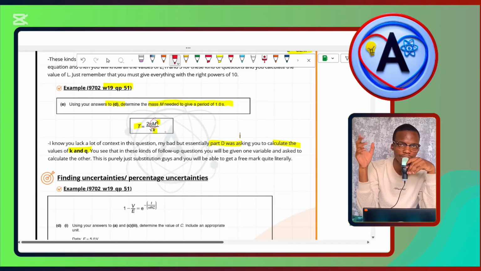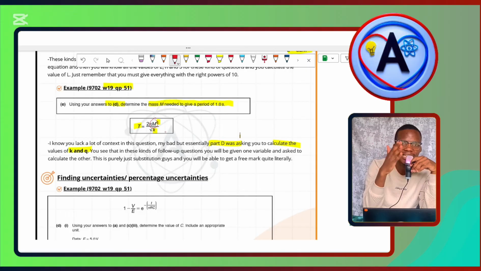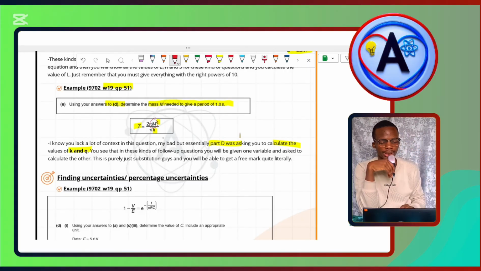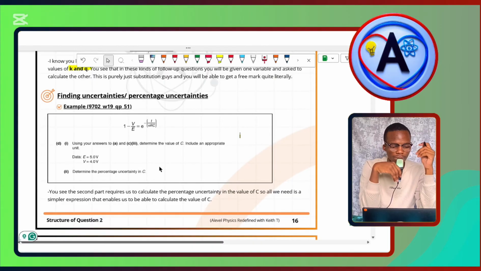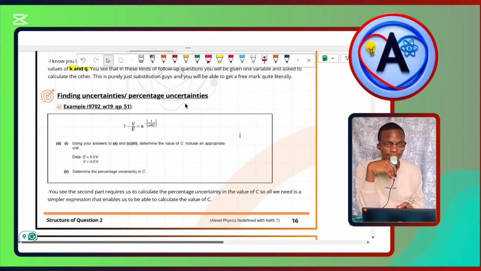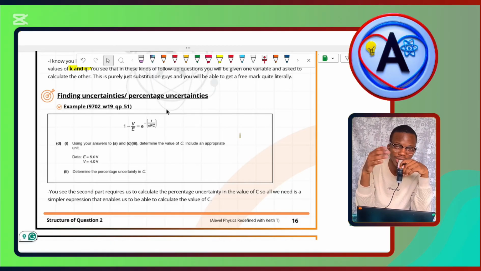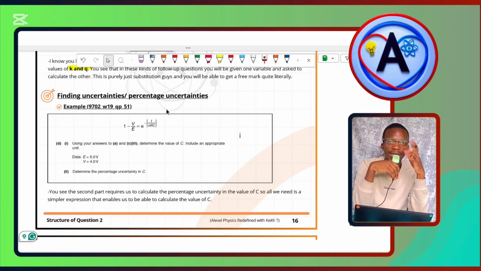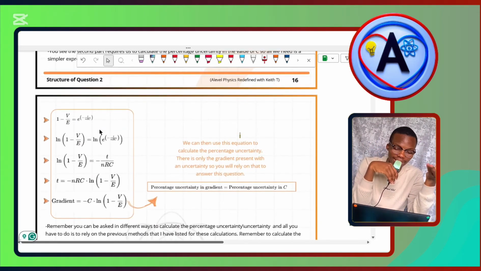Look at the paper, try to solve it on your own. But essentially, what you're doing is just finding missing values, right? Or you could be asked to find uncertainties. They could give you an equation afterwards and ask you to find the uncertainty. We've done uncertainties before. If it's an equation, make that thing the subject of the formula, find the uncertainties in the things that you need, and you're done, right?